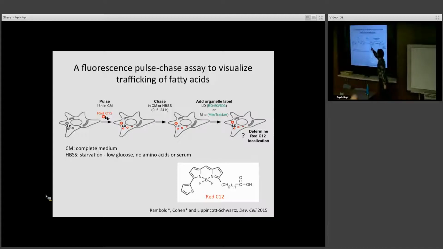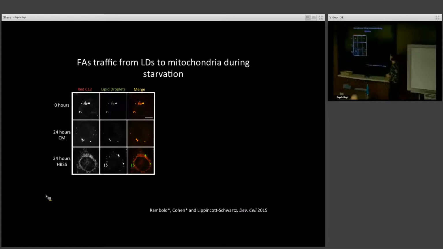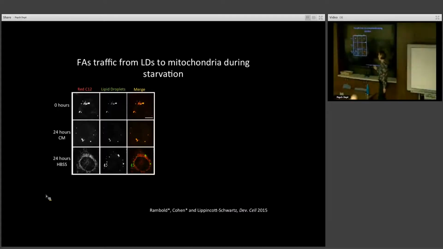It accumulates within lipid droplets, and then I can chase under different conditions, either complete medium or starvation, which in this case is low glucose, no amino acids, and no serum. And then I can follow the trafficking of the fluorescent fatty acid. So here's what it looks like right after the pulse. All this fluorescent fatty acid has accumulated within structures that overlap really well with a lipid droplet marker. So all the fatty acid is in lipid droplets.